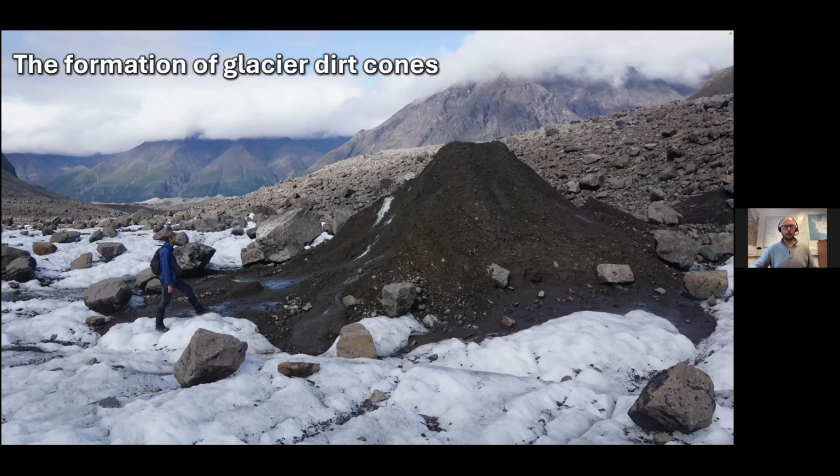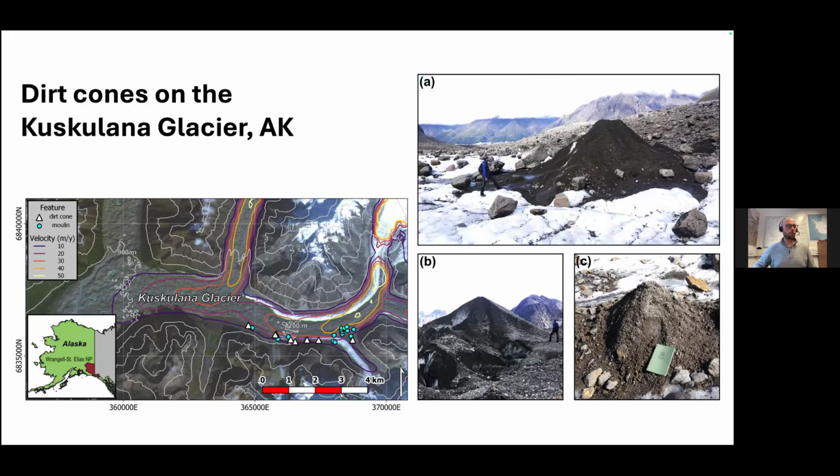So these are really cool, and I decided to better understand how these features formed while we were there, in addition to the other work I did. So we mapped a number of these features, and we observed that most of these dirt cones were located in this shear margin along the Tusculana Glacier, where there were a lot of crevasses and moulins.